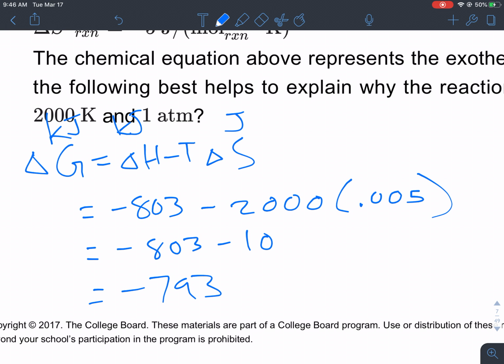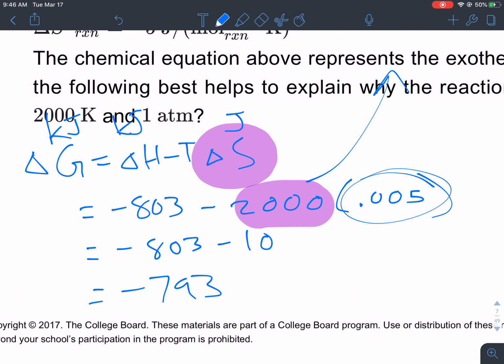The reason why is your delta S is so small, right? It's not enough to overcome the delta H. Now, this will actually overcome delta H at some crazy temperature. I know 2000 sounds like a lot, but you need a lot more when your S is that small, okay? But at some crazy temperature, when you get really, really high, this will become spontaneous.